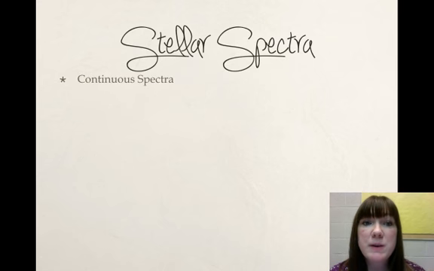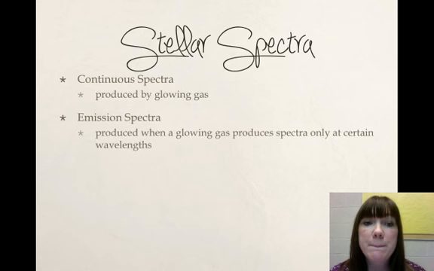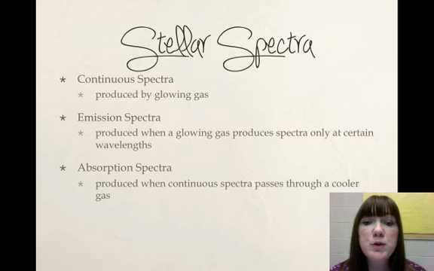There are three types of spectra: the continuous spectra, which is produced by a glowing gas; emission spectra, which is produced when a glowing gas produces spectra only at certain wavelengths, not continuous; and then the absorption spectra, which is produced when a continuous spectra passes through a cooler gas. And now we're going to take a look at an example of all three of these types of spectra.